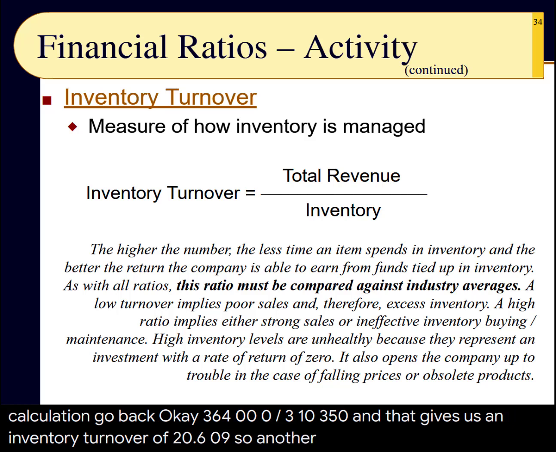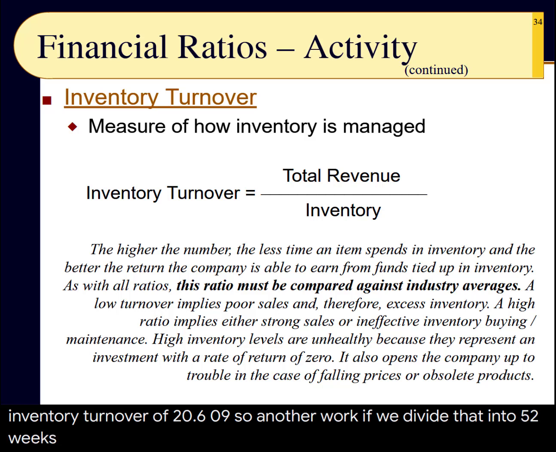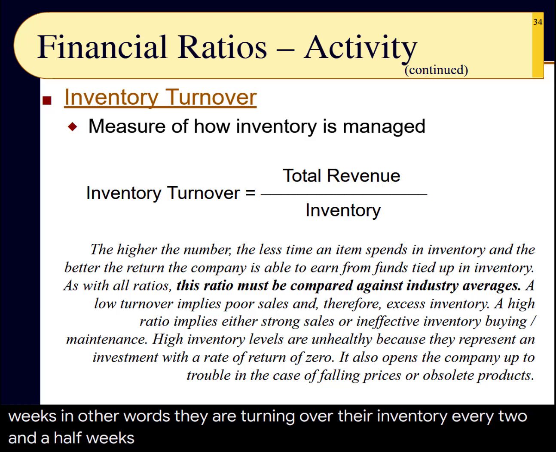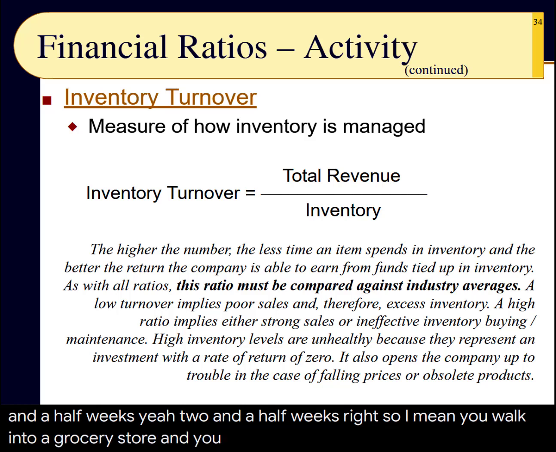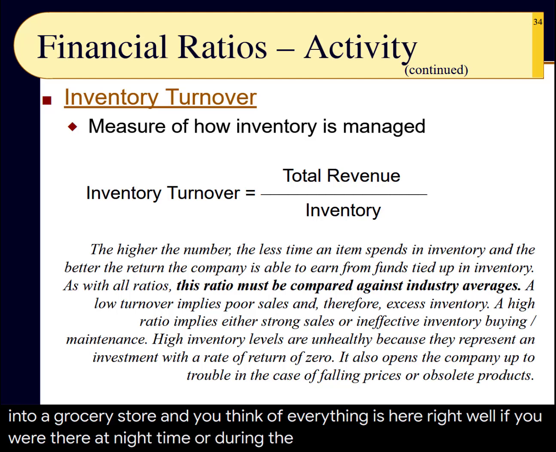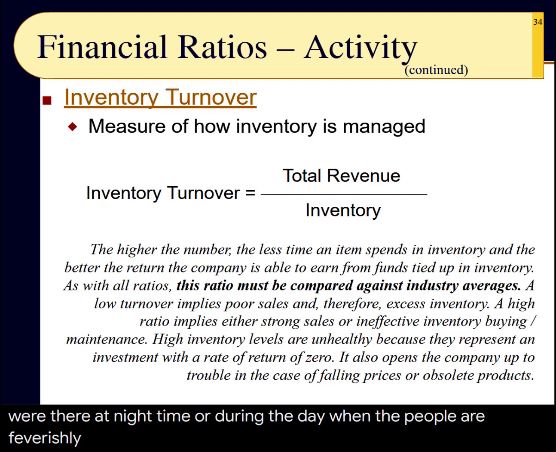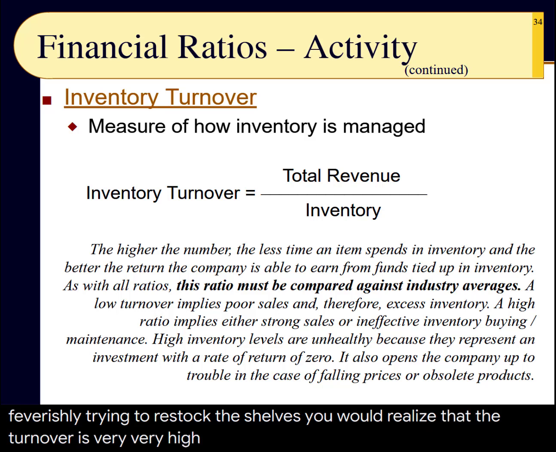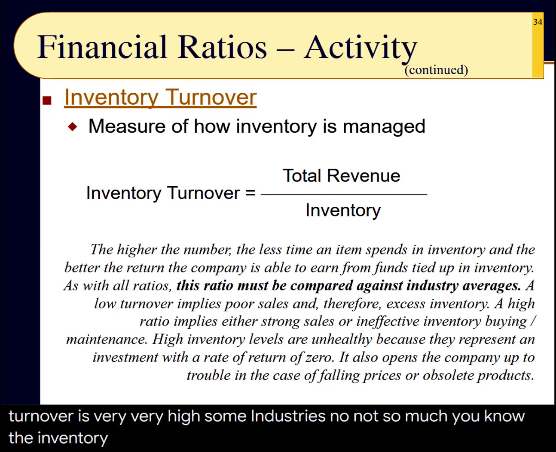So in other words, if we divide that into 52 weeks, they are turning over their inventory every 2.5 weeks. Yeah, 2.5 weeks, right. So, I mean, you walk into a grocery store and you think, oh, everything's here, right? Well, if you are there at nighttime or during the day, when the people are feverishly trying to restock the shelves, you would realize that the turnover is very, very high. Some industries, no, not so much. The inventory turnover is very low.